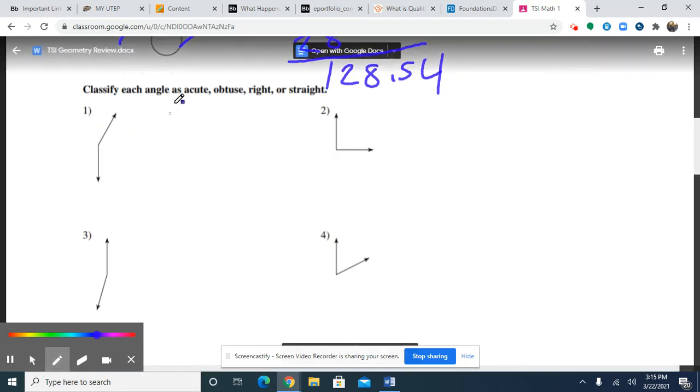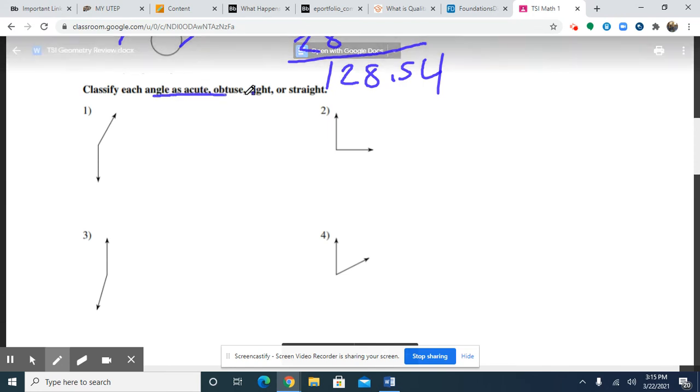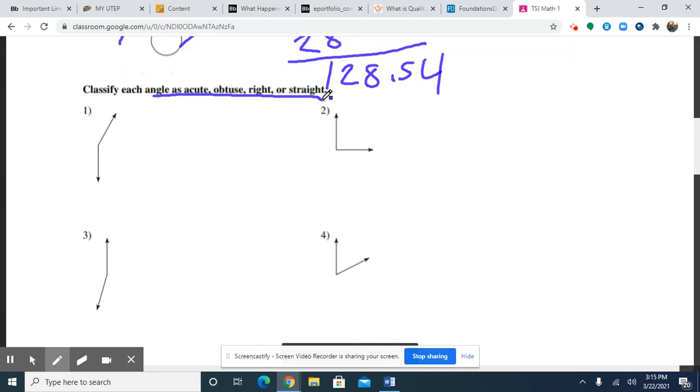Now we're going to go ahead and also classify angles based on whether they're acute, obtuse, right, or straight. Now remember that an obtuse angle has to be more than 90 degrees, so it's a large angle like this one. So this would be an obtuse. Same thing with number 3. We have a large angle which would be an obtuse.